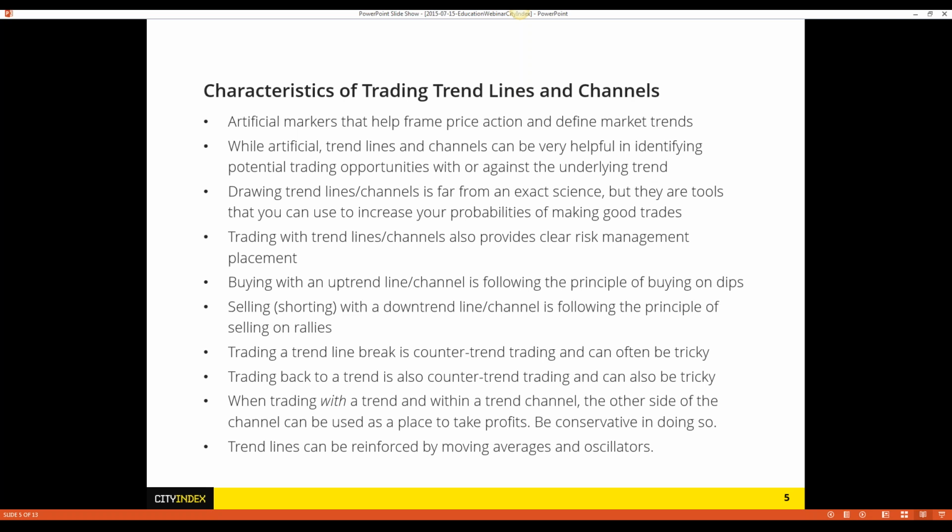Okay, so these are man-made lines. We could draw these lines that can be very helpful in identifying potential trading opportunities with or even against the underlying trend. So while these lines are drawn by us, by traders, by analysts, they help frame what's going on. They help frame price action, and they help show what the underlying trend is, where support and resistance might be, where potential trading opportunities might be, etc. All of that can be shown using trend lines in conjunction with other tools that you have.